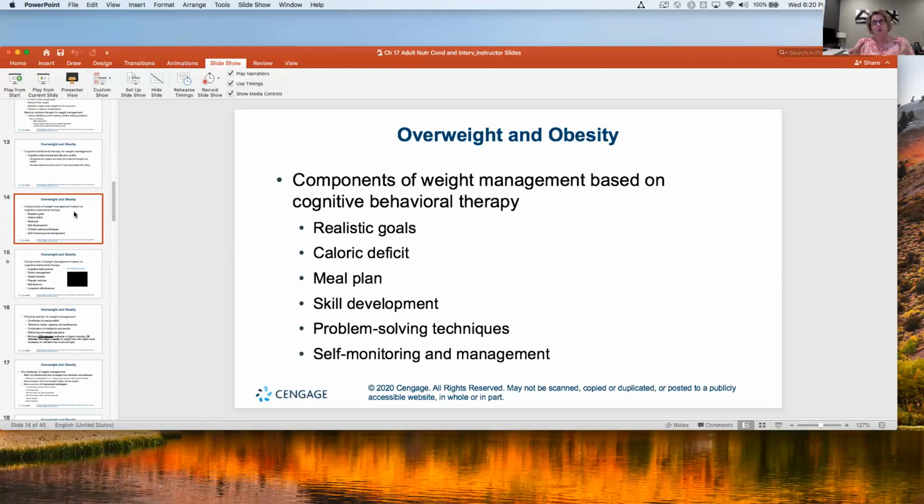So, maybe we don't look at the overall goal of 40 pounds, but let's focus on the next 2 months. What do you want to get accomplished in 2 months? And what would be realistic? So 2 months, 40 pounds is not realistic. That is not going to happen in a healthy way. Okay, it could happen. It just may not be healthy.